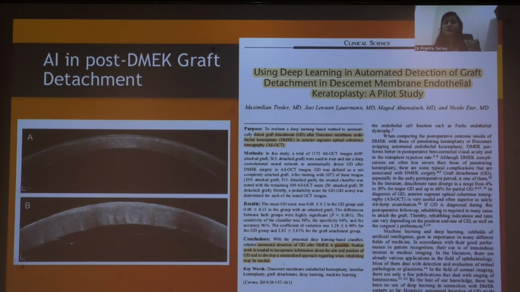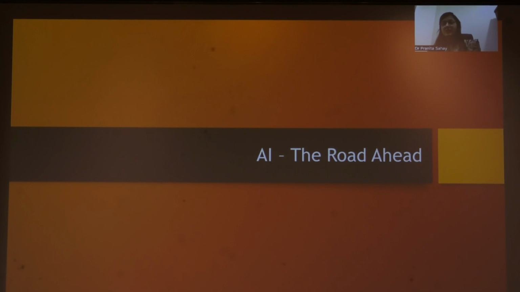Some authors have also reported use of AI in assessing post-DMEK graft detachment, wherein the artificial intelligence algorithm automatically assesses the ASOCT images and identifies even minor or shallow detachments of the DMEK graft. So these are the areas where AI has been used in corneal diseases.